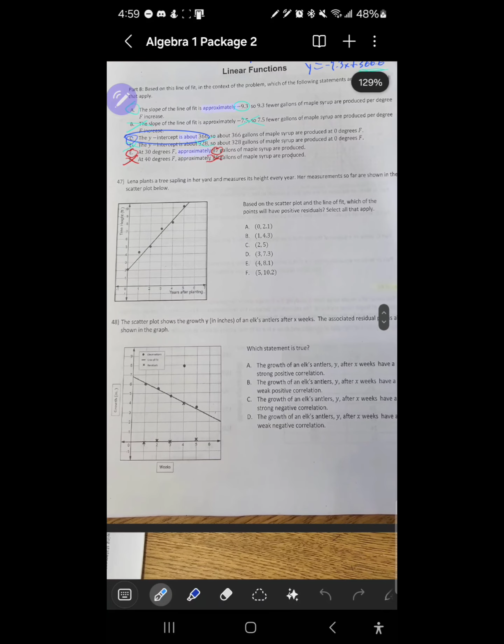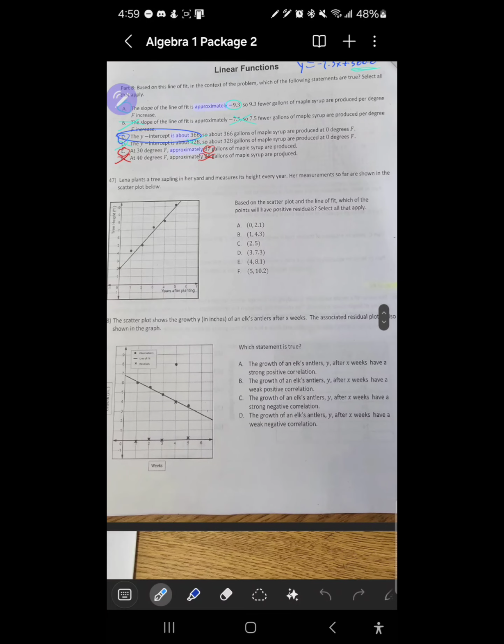Now, number 47. Lena plants a tree sapling in her yard and measures its height every year. Her measurements so far are shown in the scatter plot below. Based on the scatter plot and the line of fit, which of the points will have positive residuals? Select all that apply.